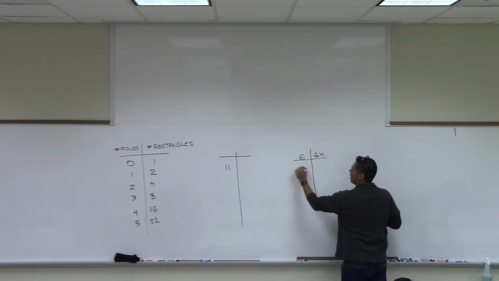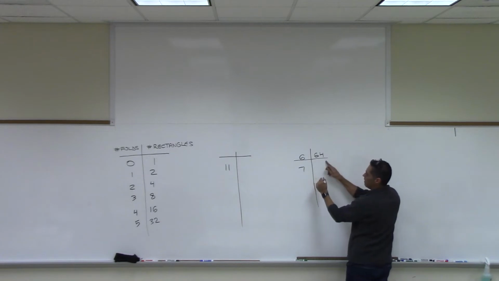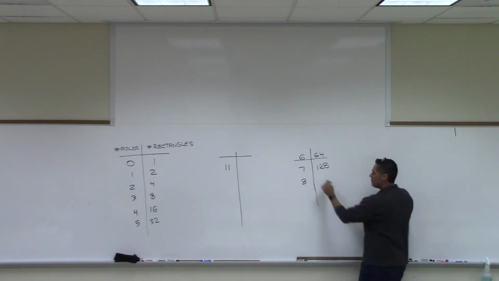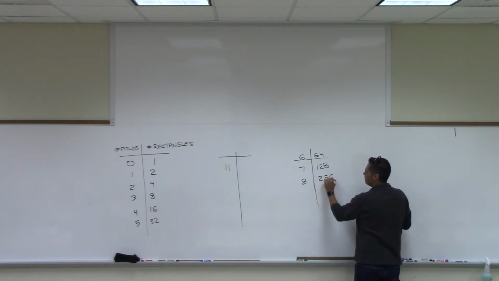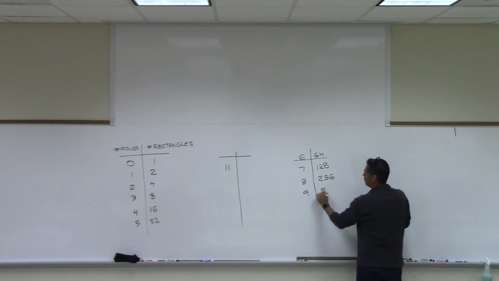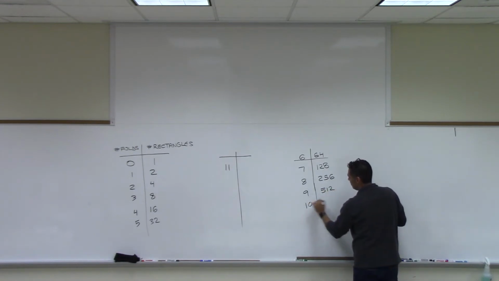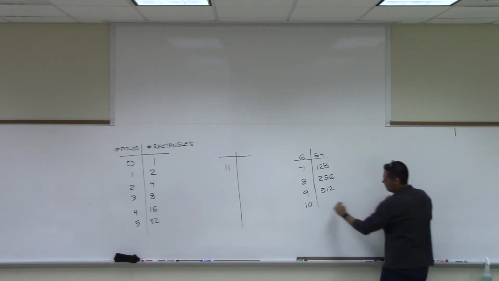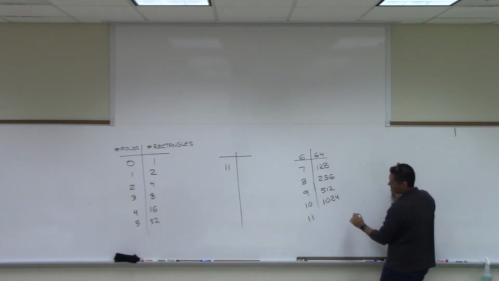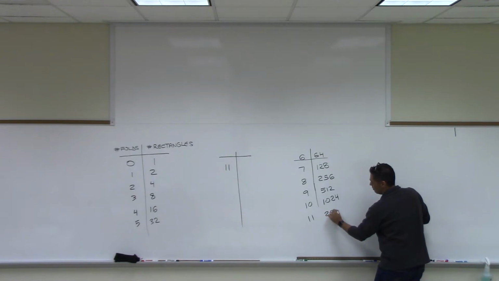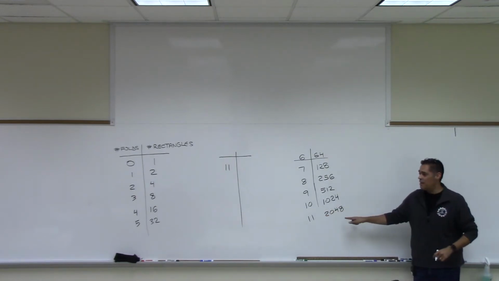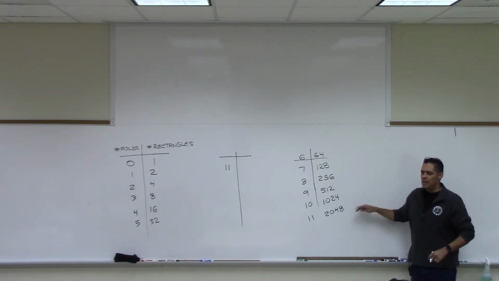64, and then at 7, it would be double that again, 128, and then at 8, double that again, 256, 9 would be 512, 10 would be 1024, we're almost there, 11 would be 2048. You could do it that way, right? Build it up, but that's not efficient, right?